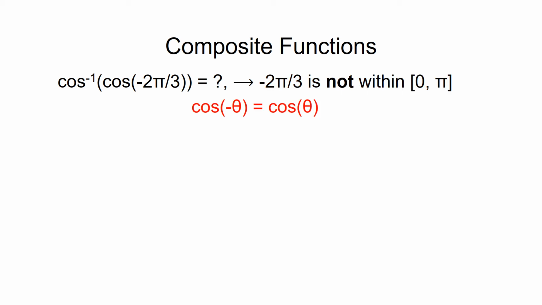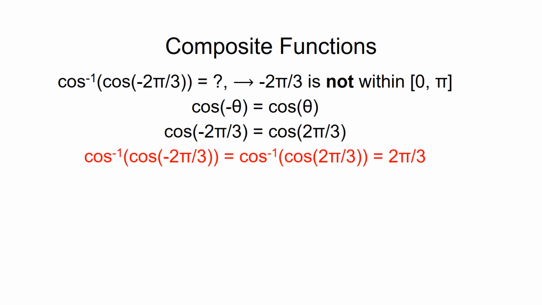However, we can use the fact that cosine is an even function to help us. This means that the cosine of a negative angle is equal to the cosine of its positive counterpart. So the cosine of -2 pi over 3 equals that of 2 pi over 3, and 2 pi over 3 is within the interval 0 to pi. We substitute, and the answer we obtain is 2 pi over 3.